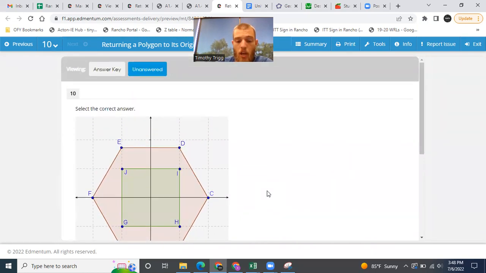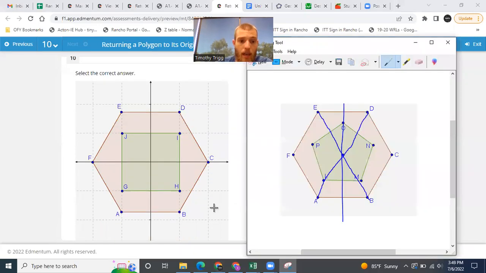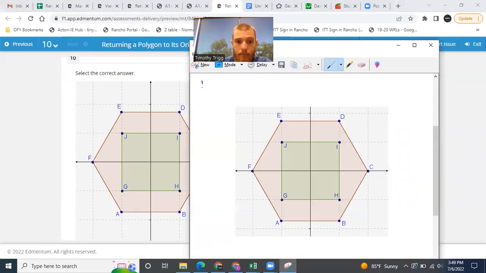coincide with the preimage? So for this one, let's write down all the ways that the hexagon, so first looking at the hexagon, how many degrees of rotation does it map onto itself? Well, you take the 360 divided by 6 sides, so it's a 60-degree angle, then multiply that by 2, so 120, then 60 times 3 is 180, then 60 times 4 is 240, then 60 times 5 is 300, and then of course 360. So these are all the angles of rotation to map the hexagon onto itself.